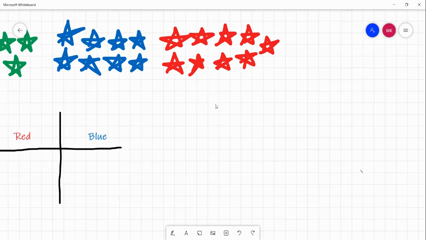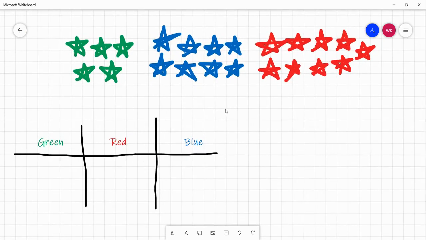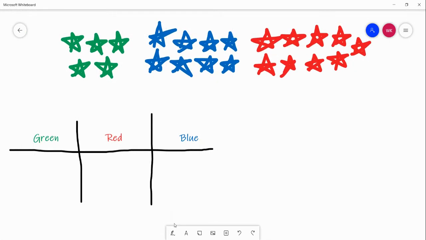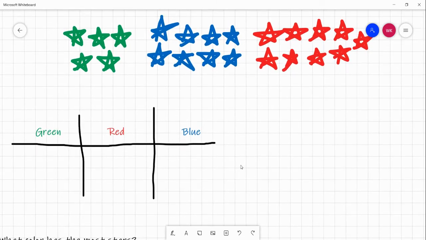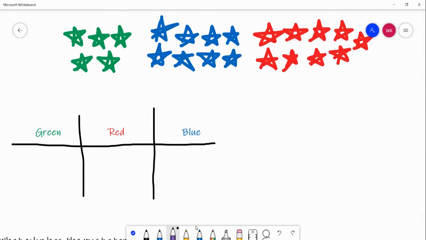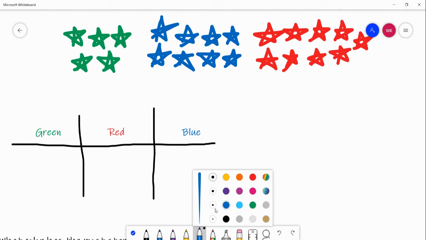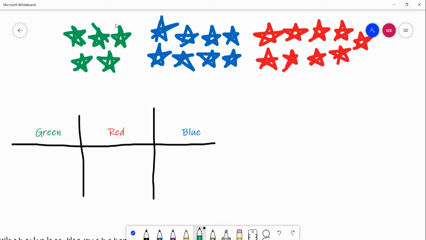There we go. All right, so we have some green stars, some blue stars, and some red stars for this one. So we are going to put our tally marks into our chart. So let's start with our green. And we have 1, 2, 3, 4, 5. So we're going to make 5 tally marks for green in our tally chart. And remember, your 5th tally mark is always going to go vertical.